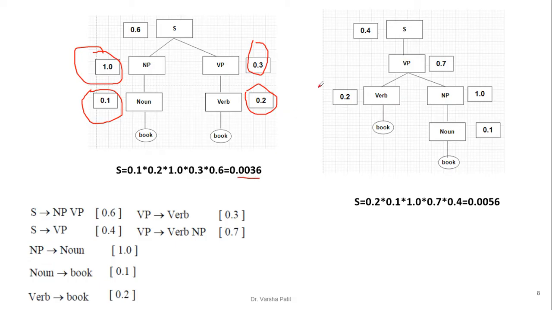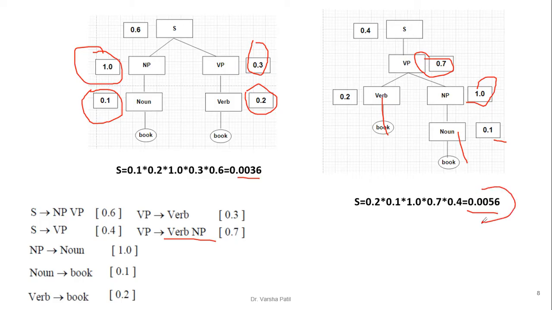And another parse tree is possible from only the verb phrase: S to VP, VP goes to verb, verb to NP, NP to noun, noun to book. From bottom to up, first book we treat as a verb, and here we treat it as a noun. Book noun 0.1. From noun we can form the noun phrase which is 1.0. From the verb book to verb 0.2, then we form the phrase verb NP, which has the probability of 0.9, and when we form the start symbol from VP, we get 0.4. So if we multiply all this probability, we are getting the answer 0.056.